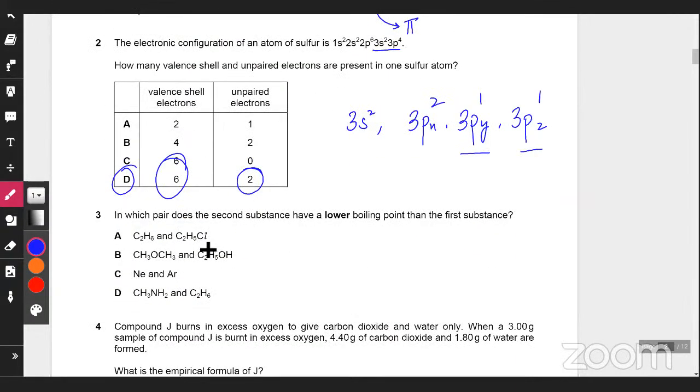Next is, in which pair does the second substance have a lower boiling point? So tell me what is the force, intermolecular force in this molecule?